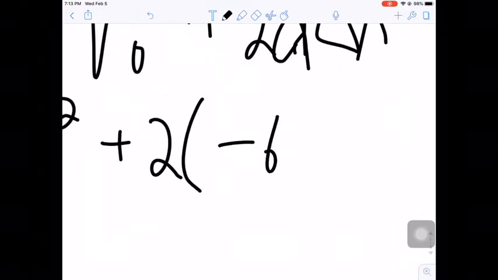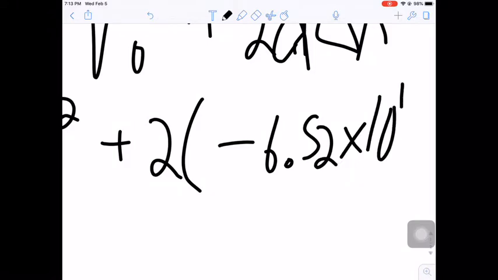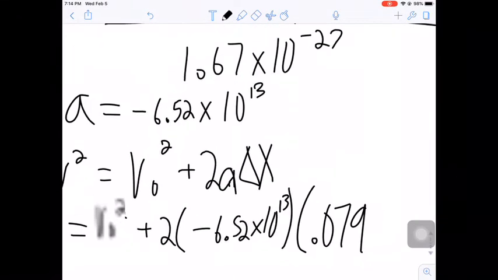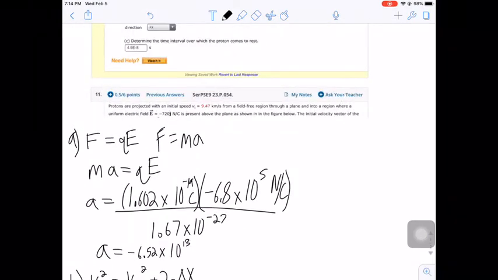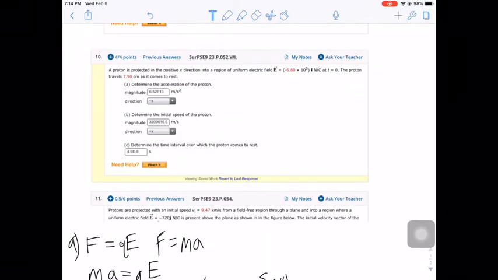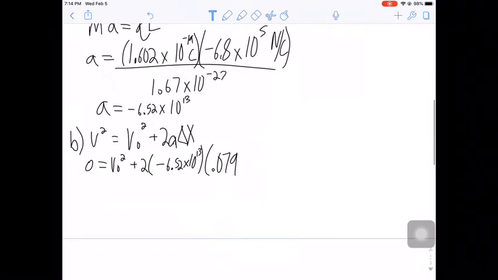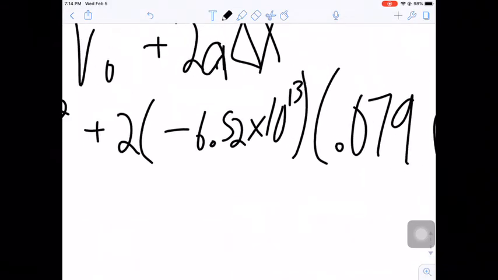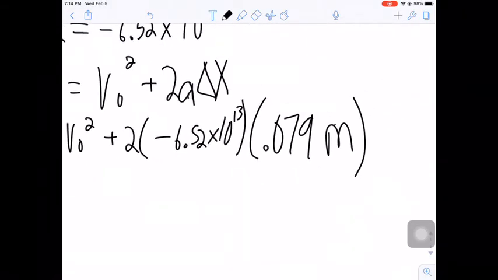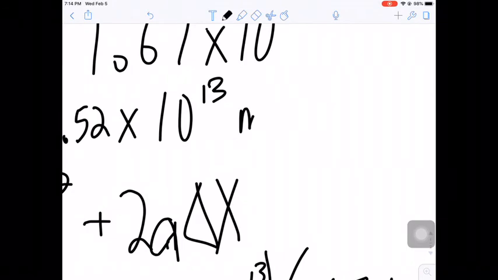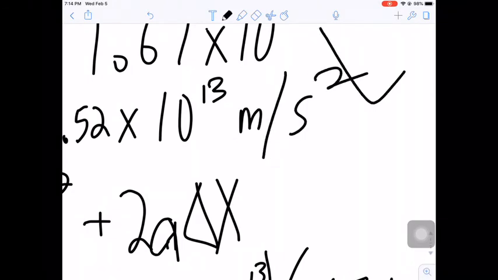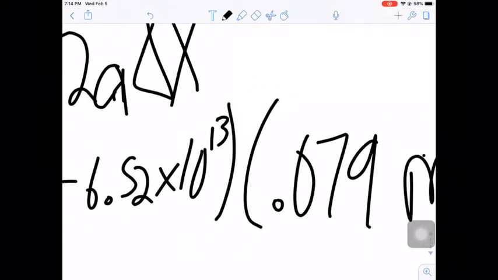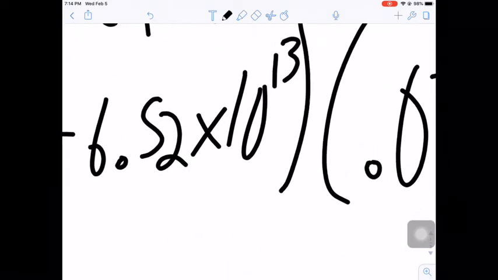So we do negative 6.52 times 10 to the 13th, and then times displacement. And don't forget to convert, it gives it to you in centimeters and you need it in meters, so just move the decimal point. Meters. Sorry, don't forget your units too. Meters per second squared, this one.